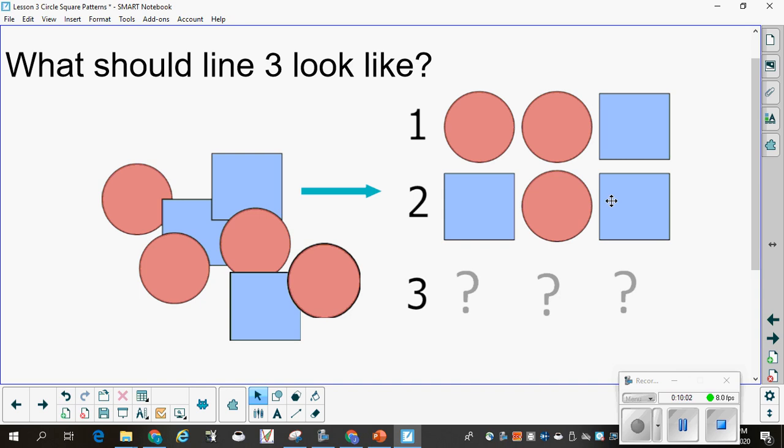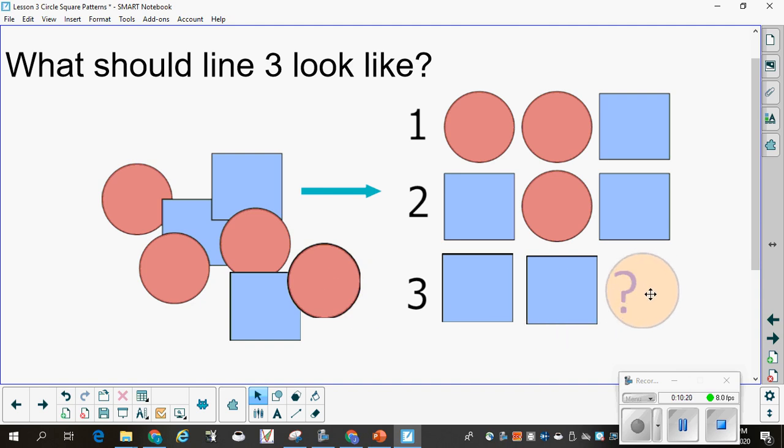Huh. Well, if I add one more out here, right? If I bump it up, am I going to have square, square, circle? Or should I keep a square on top of this? Think about it. What do you think the next rule should be?